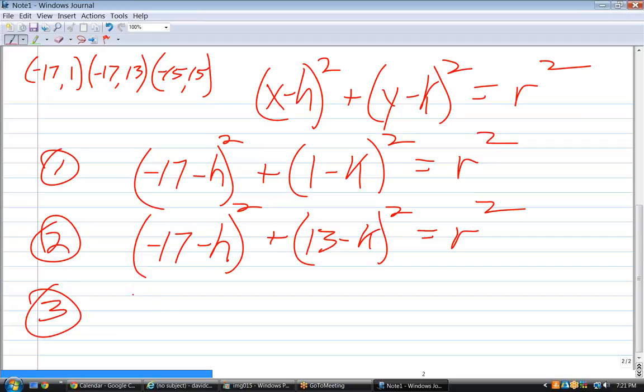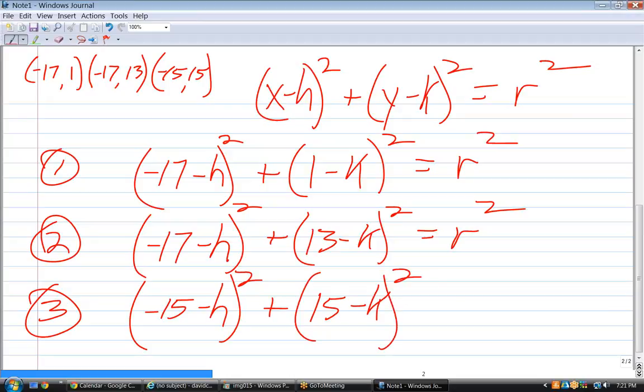So what does my third equation need to be? Negative 15 minus h squared plus 15 minus k squared. In other words, if you make a mistake and stick a y in there, we're not going to be able to solve it. We've got to have the same 3 variables. And I have 3 equations and 3 variables now. I can solve this. Now, the question is, do you know how to solve that? No. Okay.